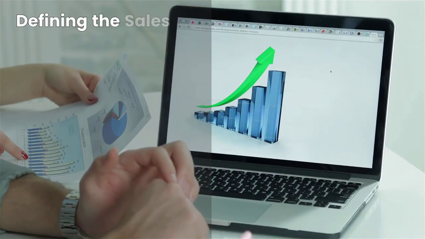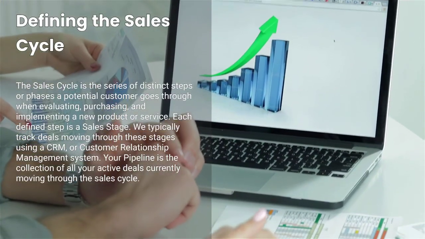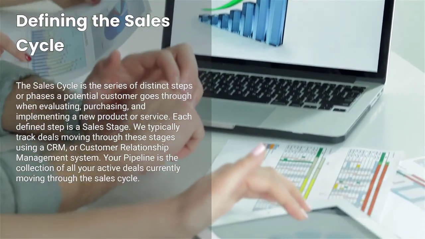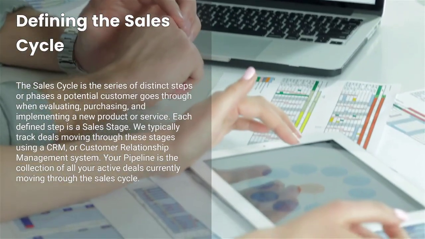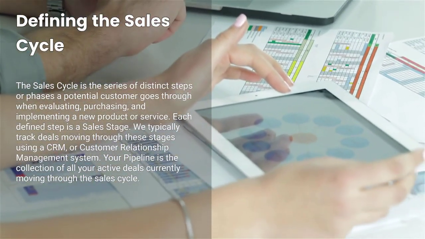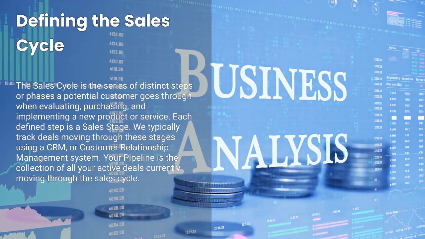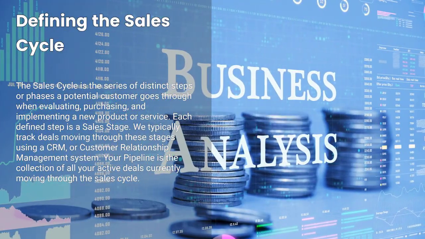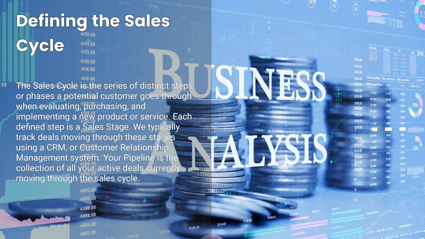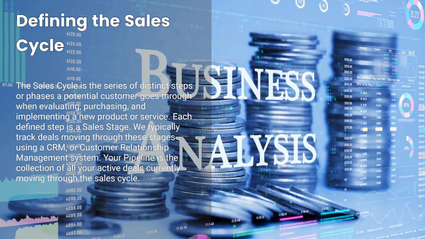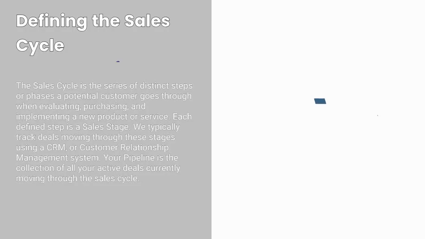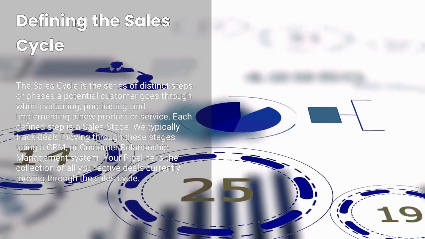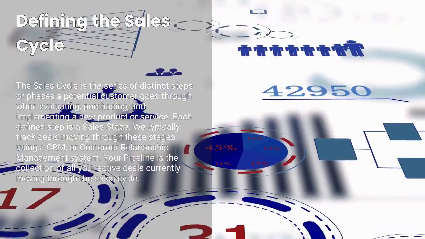Let's define our terms. The sales cycle is the series of distinct steps or phases a potential customer goes through when evaluating, purchasing, and implementing a new product or service. Each defined step is a sales stage. We typically track deals moving through these stages using a CRM, or customer relationship management system. Your pipeline is the collection of all your active deals currently moving through the sales cycle.